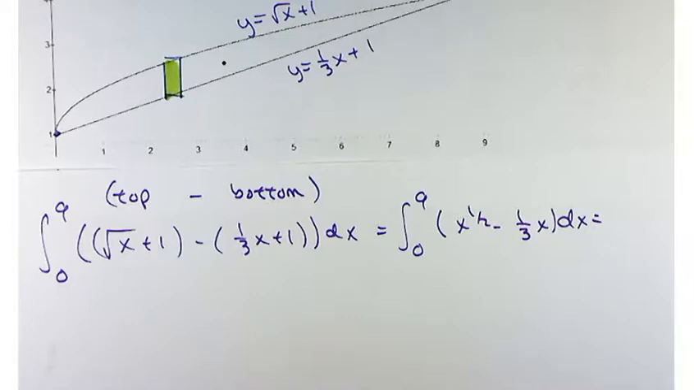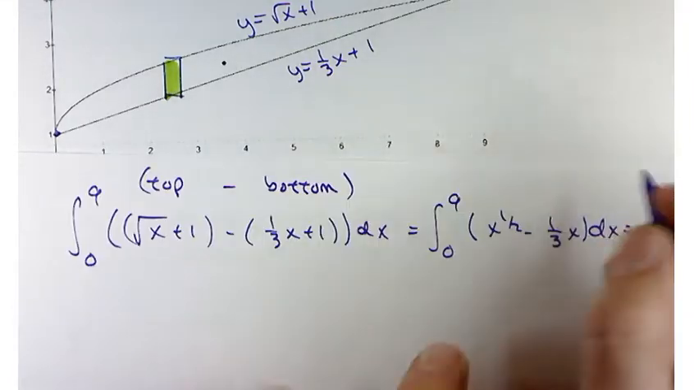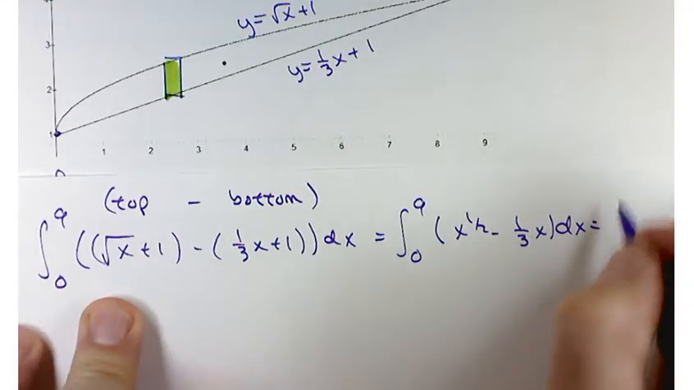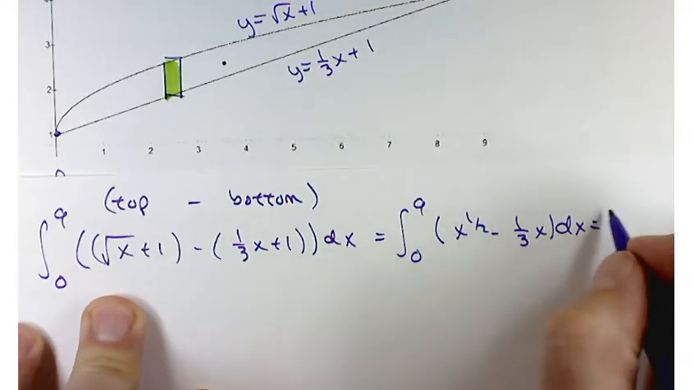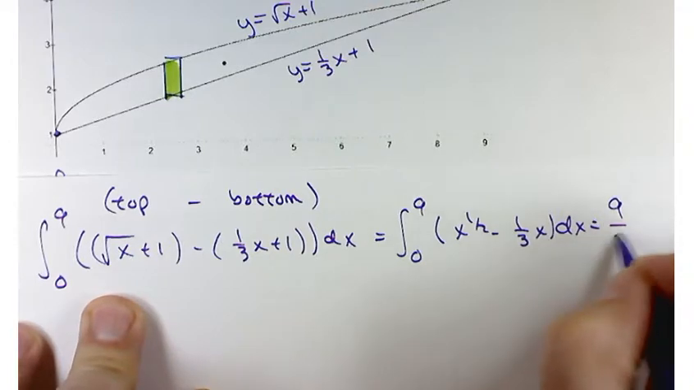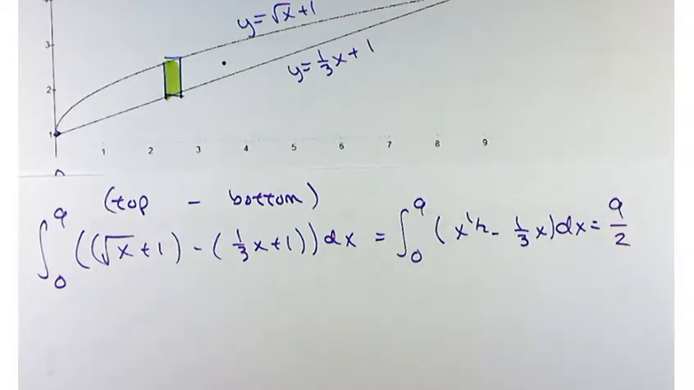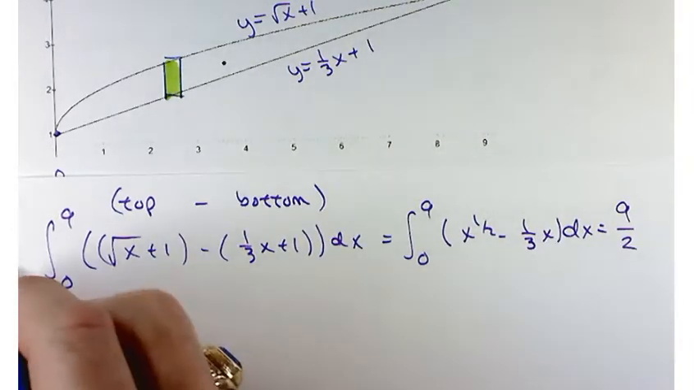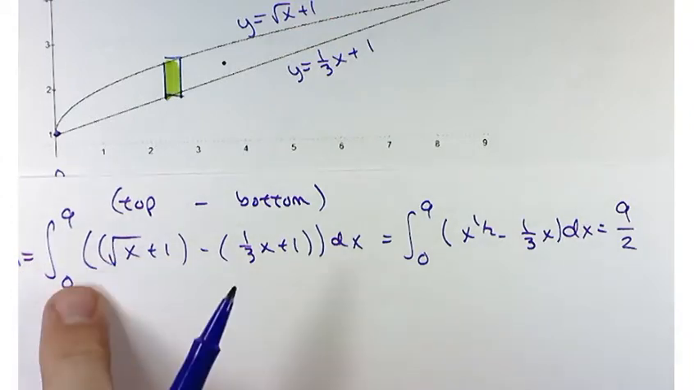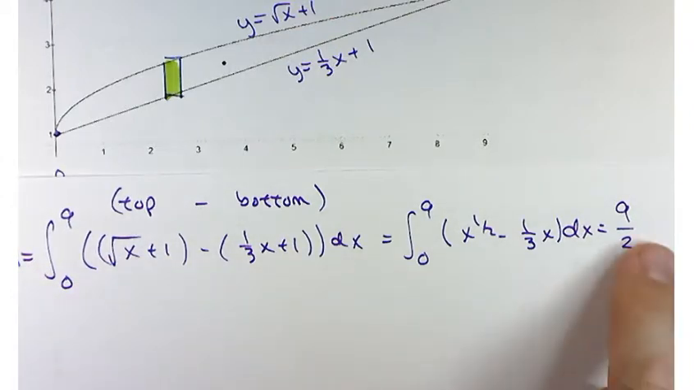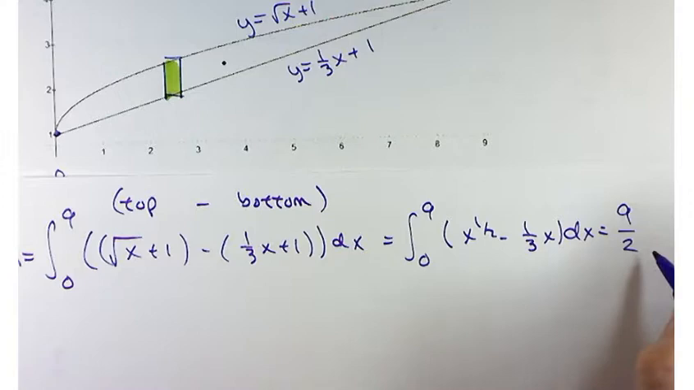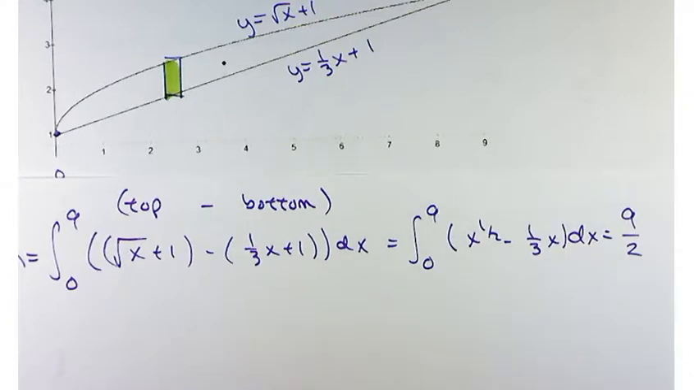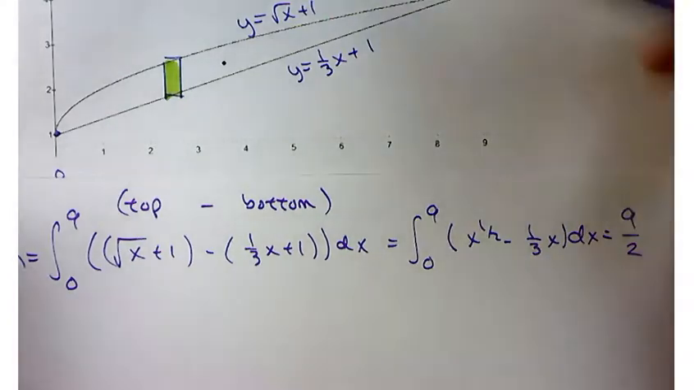Do I have to go through all the details on that? No. Good. I was really hoping you wouldn't make me do that. You're going to get 9 halves. All right. So that's the mass of this, or that's the area times whatever density that is. That would give you the mass of this little planar lamina.